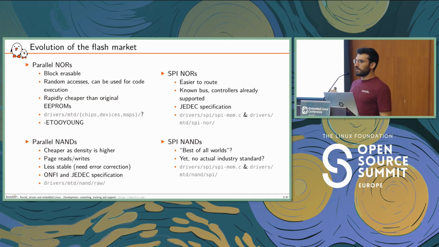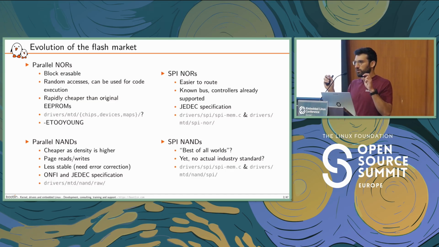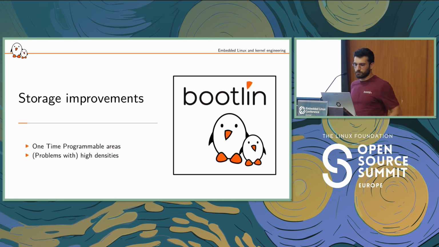Both SPI NOR and SPI NAND use the same layer called SPI MEM, which was actually introduced for SPI NAND in the first place, to make those drivers that were SPI NOR controllers less SPI NOR oriented, because it doesn't really make sense to have a SPI NOR controller. Nowadays we talk about SPI memory controllers.